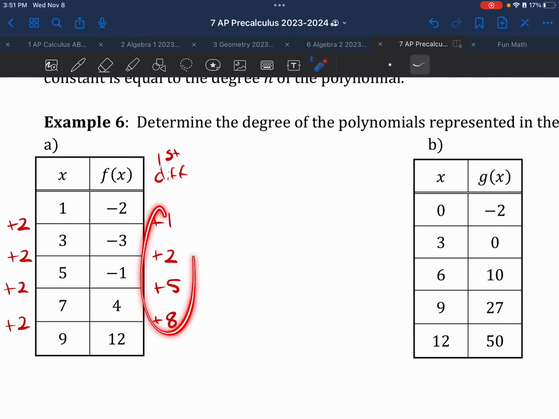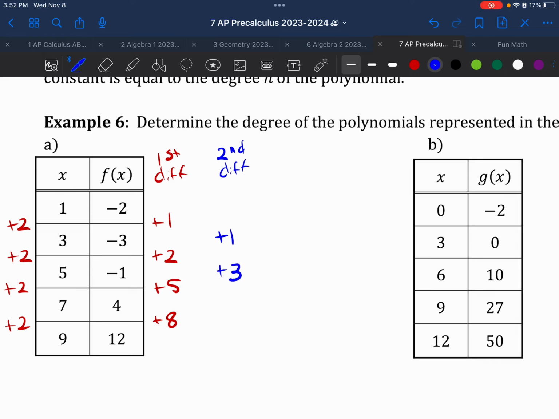If all of these were the same, it would be a degree 1 polynomial, but it is not the same. So we're going to go ahead and look at the next column, which is the second difference column. All right, how do I get from 1 to 2? I add 1. How do I get from 2 to 5? I add 3. How do I get from 5 to 8? I add 3.